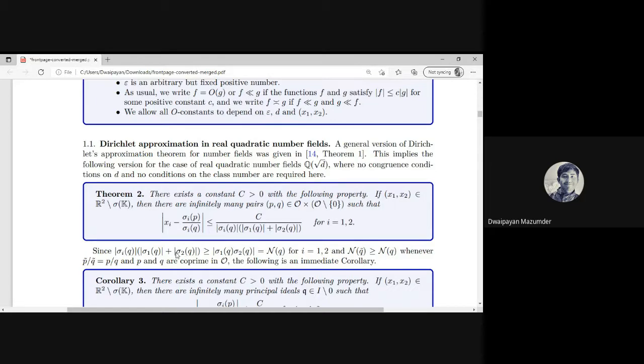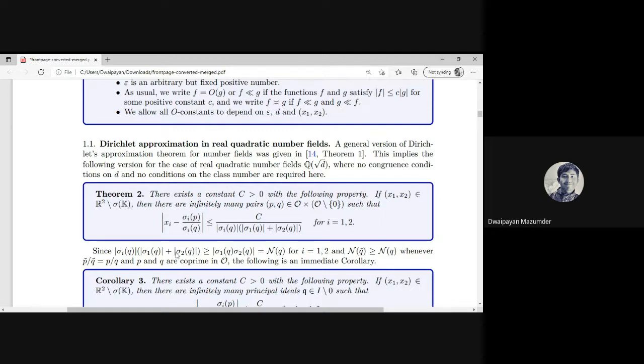So there exists a constant c greater than 0 with the following property. If x1 and x2 belong to R² minus σ(K), then there are infinitely many pairs p, q belonging to O and O minus 0. So obviously q is not 0. Both are from a ring of integers, such that this happens: |xi − σi(p)/σi(q)| is less than or equal to c, and then in the denominator, |σ1(q)| and σ1(q) plus σ2(q).